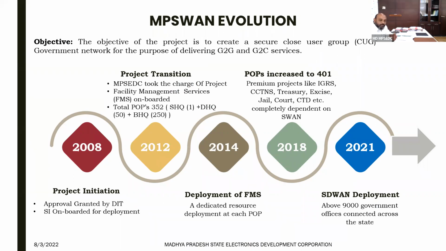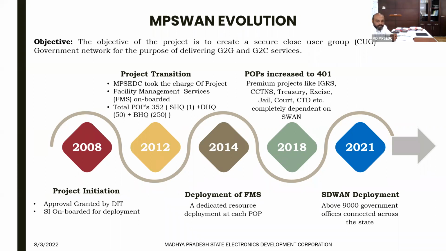Initially, somewhere in 2012, we deployed the POPs across the state, which are called the state headquarters, district headquarters, and block headquarters. POPs are the points of presence. Those were called aggregation points, where all the traffic from the government offices is aggregated, and from there it comes to the state headquarters, where the SDC, the MP State Data Center, is located.